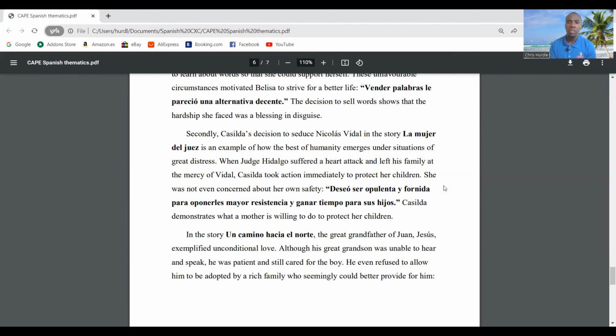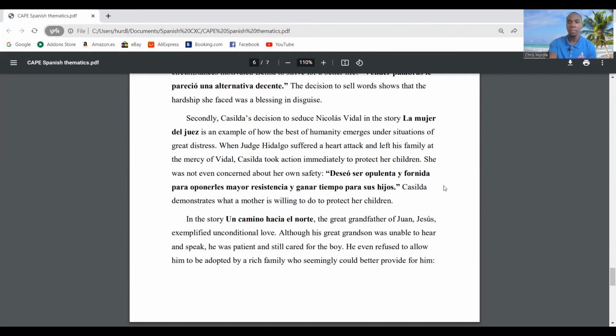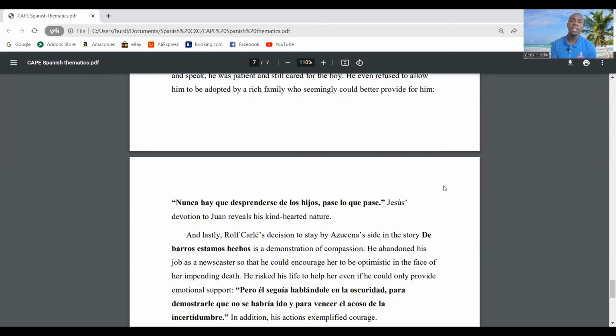Continuing, in the story Un Camino Hacia el Norte, the great grandfather of Juan Jesús exemplified unconditional love. Although his great grandson was unable to hear and speak, he was patient and still cared for the boy. He even refused to allow him to be adopted by a rich family who seemingly could better provide for him. Nunca hay que desprenderse de los hijos, pase lo que pase. Jesús's devotion to Juan reveals his kind-hearted nature.